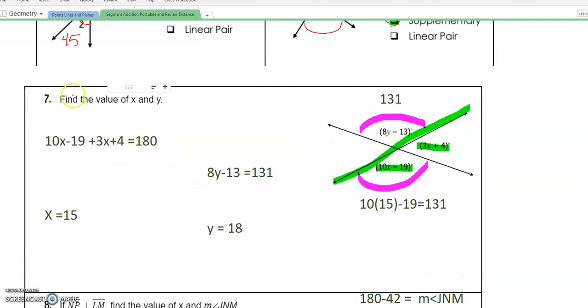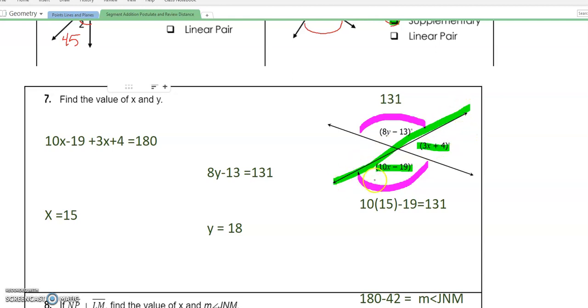Question 7 was interesting because you have 3 angles marked with different expressions. I started with the 2 expressions, 3x plus 4 and 10x minus 19, because they share the same variable, and combined together you can see that they form a straight line, which makes them a linear pair.